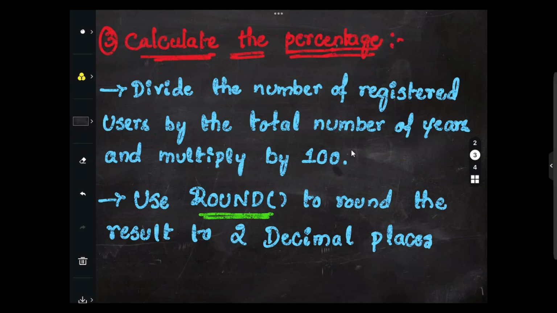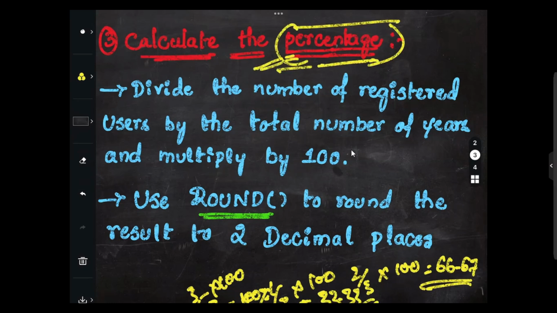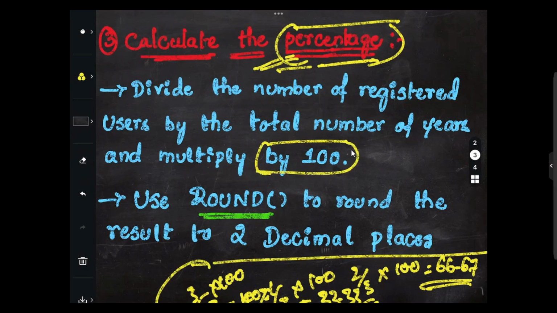So the third step, we have to calculate the percentage, right? We saw that one. 3 by 3 into 100 for the first three, and we got 100%. For the second one, we got 66.67%, 2 by 3 into 100. For the third one, we got 1 by 3 into 100, 33.33, I think. This is what we have to calculate here. We will divide the number of registered users by the total number of users and multiply by 100. That's what I showed here, you can clearly see.